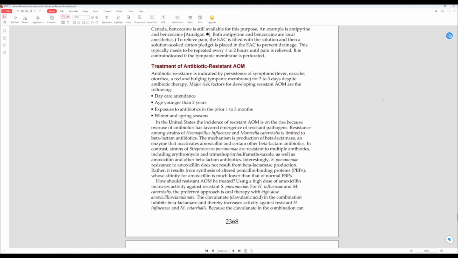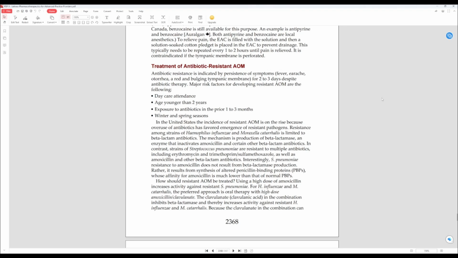Treatment of antibiotic-resistant AOM. Antibiotic resistance is indicated by persistence of symptoms, whether it's a fever, earache, otorrhea, or red or bulging tympanic membranes, for 2 to 3 days despite antibiotic therapy. Major risk factors for developing a resistant AOM are the following: daycare attendance, age younger than 2, exposure to antibiotics in the prior 1 to 3 months, and whether or not it's winter and spring season.